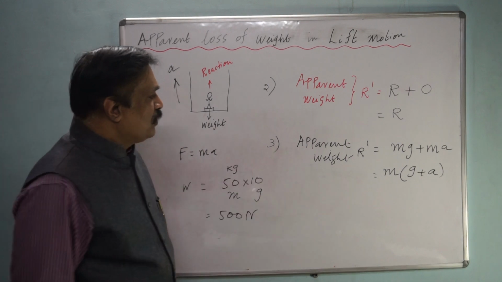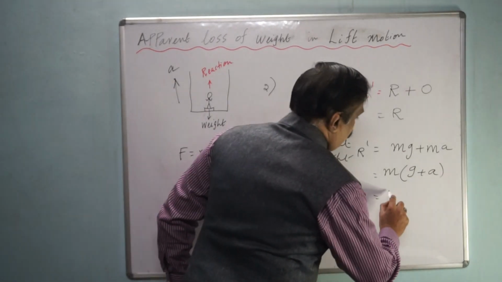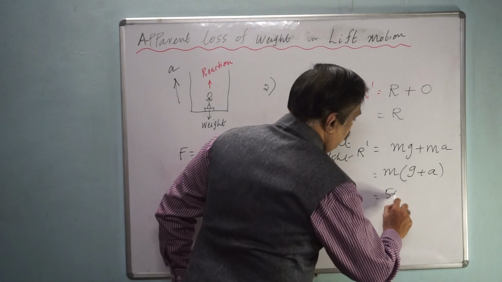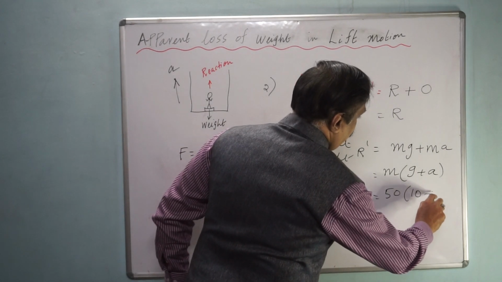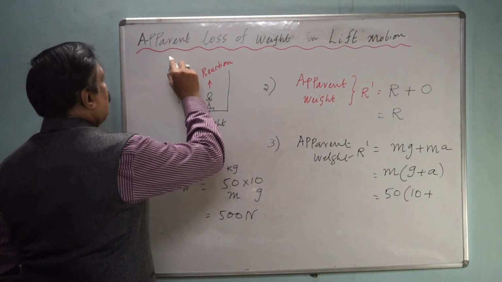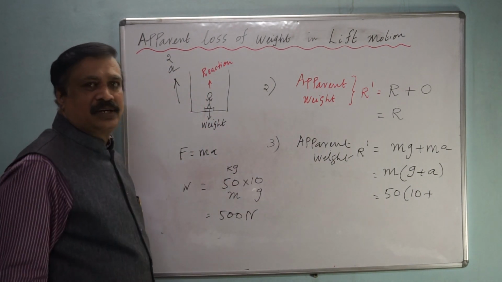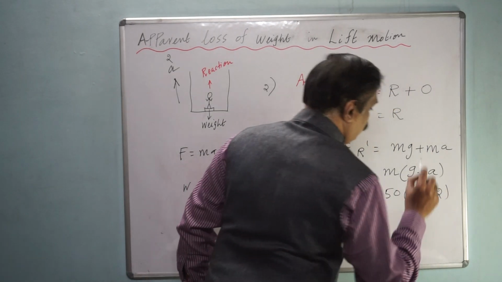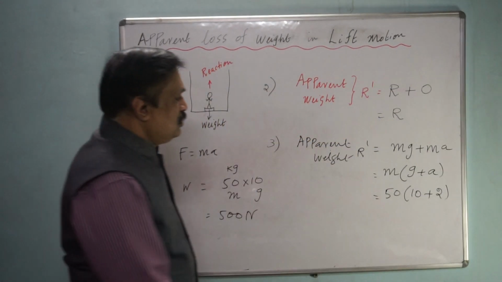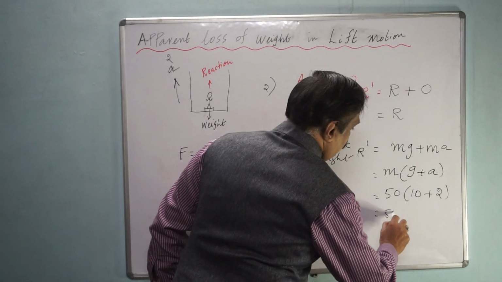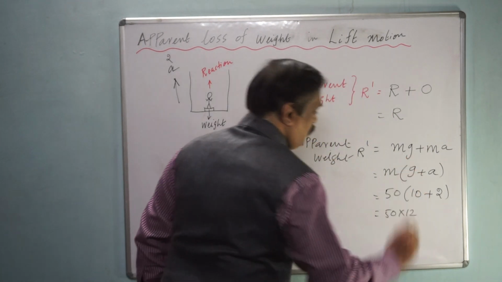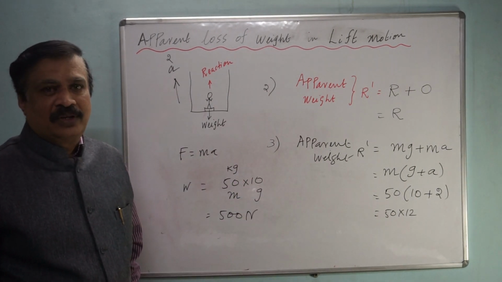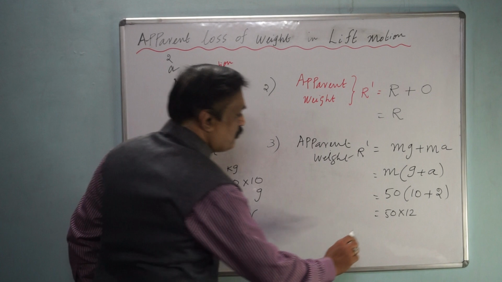Now here, I told you 50. Therefore 50 into 10 plus, for example, acceleration equal to 2. Therefore here it will be 2. That means 50 into 12. That means how much? 600. That means 600.